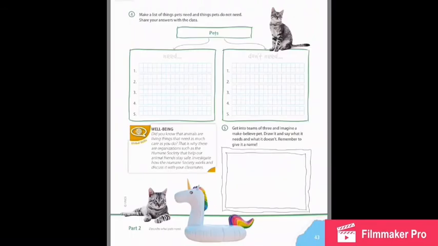Activity number 4, make a list of things pets need and things pets don't need. So pets need love, water, or something like that, and pets don't need a car or money. Okay. Activity number 5, here imagine a make-believe pet or an imaginary pet, and so you are going to give it a name. So draw. First draw a pet and then give it a name.